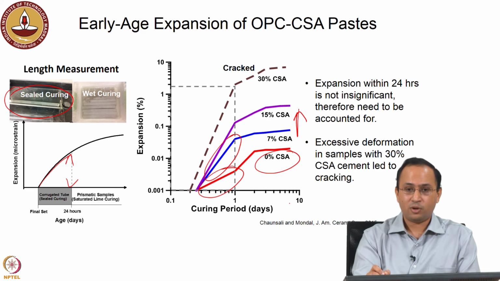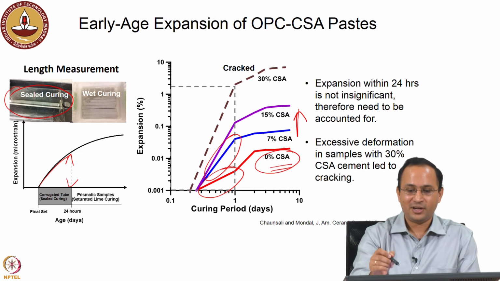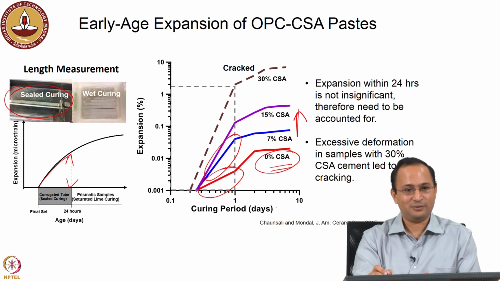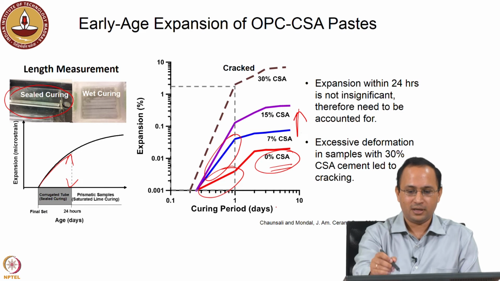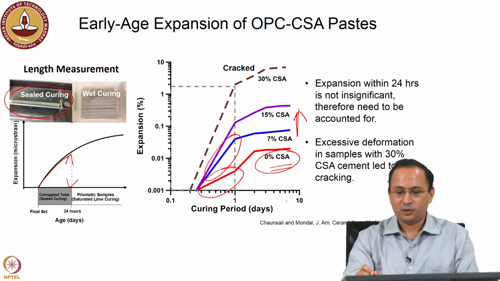Obviously, as we increase the amount of CSA cement, we see an increase in expansion, right, an order of magnitude difference. 0% CSA is OPC, plain OPC. When you add 7% CSA, an order increase, 15% an order increase, right. 30% CSA samples cracked, because we saw earlier in mechanical properties also there was a reduction in tensile strength and dynamic modulus, and samples cracked, okay. So, expansion within 24 hours is not insignificant, one thing to note, and there are ways to capture that.